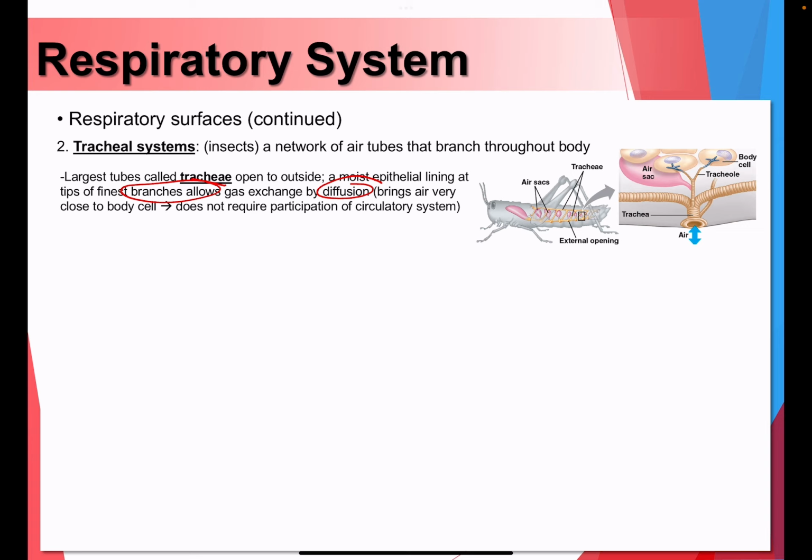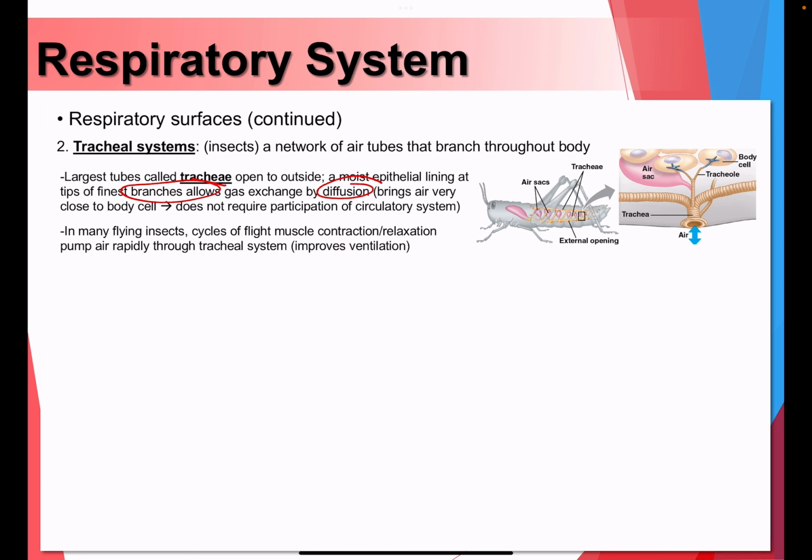Because the air tubes are located really close to the cells themselves, since it's a very small animal, they don't need the circulatory system to work hand in hand with this respiratory system. That's something different with insects compared to mammals or other animals: they don't need a circulatory system to participate in gas exchange, which is different for humans and mammals. We depend on the circulatory system for our respiratory system to work efficiently.